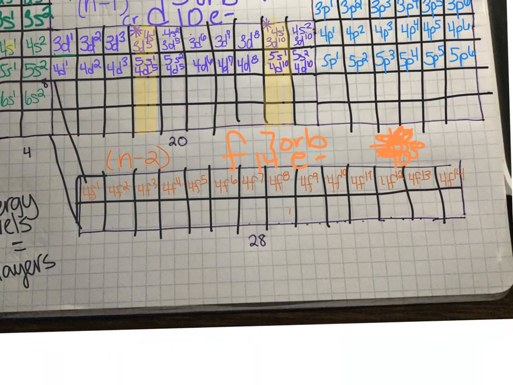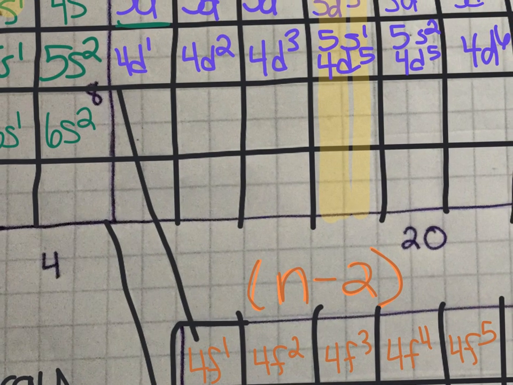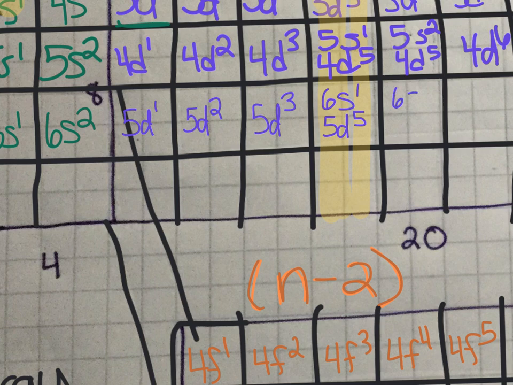Okay? We're at 14. Okay, so now we go back up. Where are we starting in the D sublevel? 5. Good. Nice work. 5D1, 5D2, 5D3. Okay? 6S1, 5D5. How many valence electrons right there? How many? Only 1. Good. And then we're going to go 6s2, 5d5.